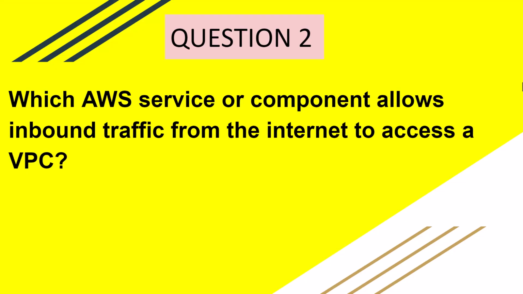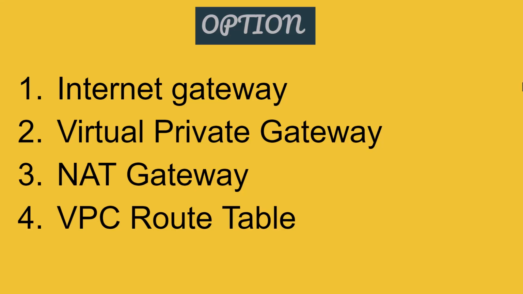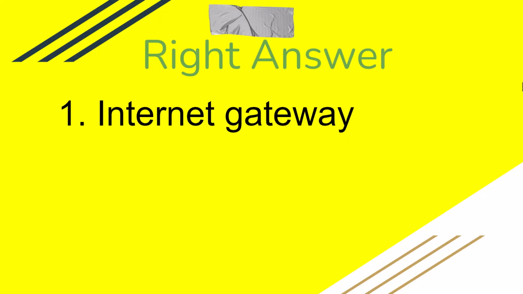Question 2. Which AWS service or component allows inbound traffic from the Internet to access a VPC? Option 1. Internet Gateway. 2. Virtual Private Gateway. 3. NAT Gateway. 4. VPC Route Table. Right answer is 1.